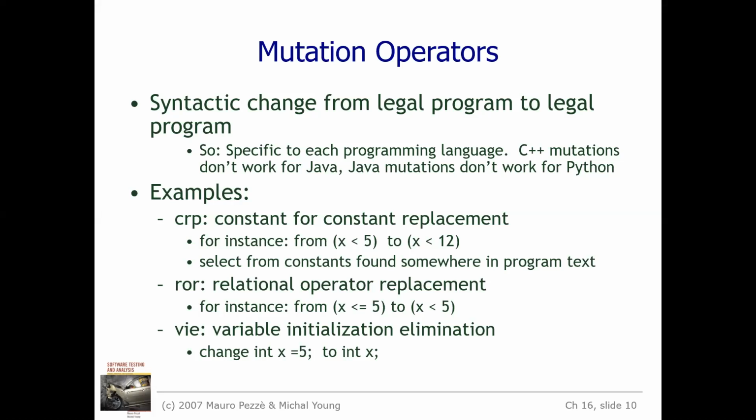The last one is variable initialization elimination. Instead of initializing some value to the variable, I'll just declare it. Declaration means that, in JavaScript, the programming language we are dealing with, var is the keyword used for identifying variables, followed by x, that's all. This is how you can go with the changes or mutation operators. Is that clear? Can I move forward to the next slide?